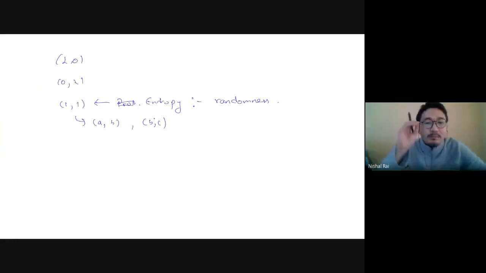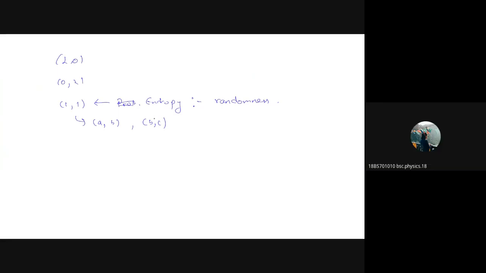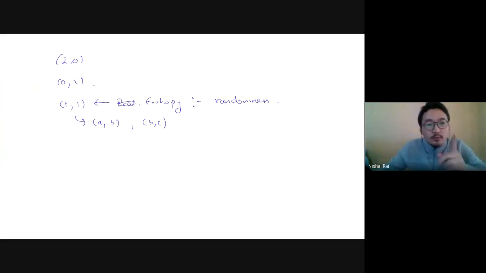Is it completely clear or not? I can explain this. Okay. So for this configuration, there is only one possible configuration, which is 0 and AB. Clear? So the randomness will decrease.